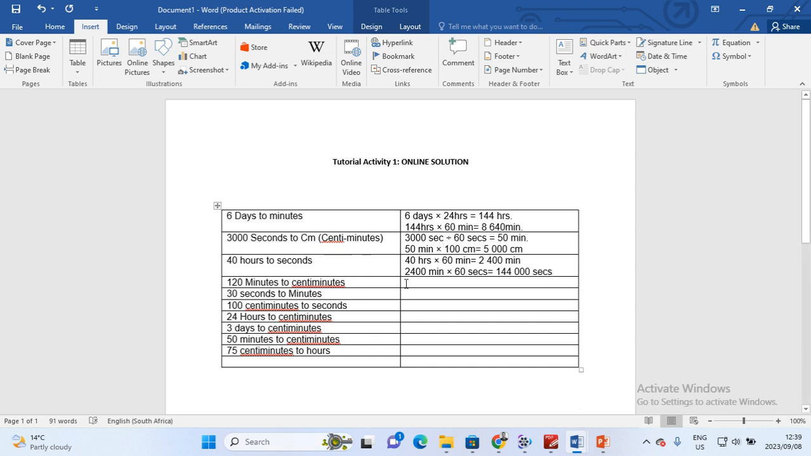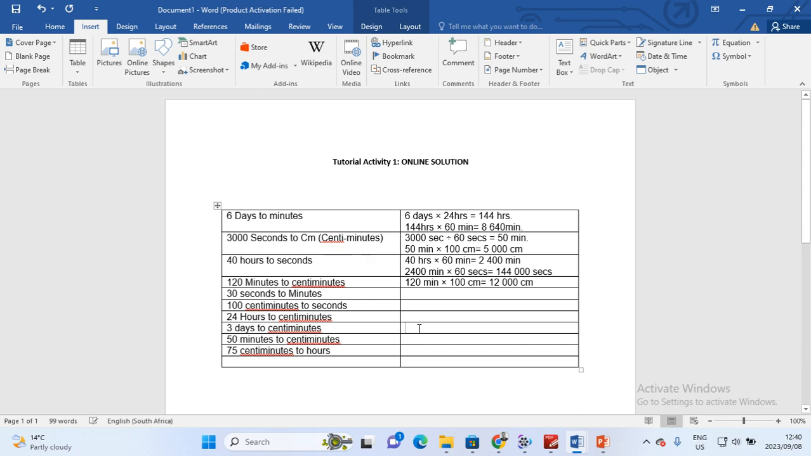For us to convert 120 minutes to centiminutes, you're just going to multiply it by 100 centiminutes, which should give you 12,000 centiminutes. That's how it goes. You can skip this, it goes the same way.